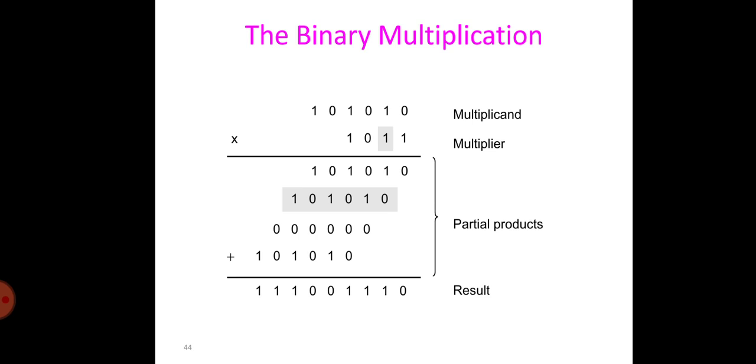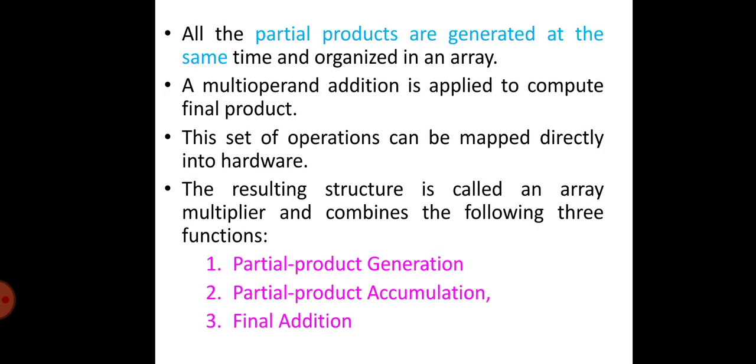A faster way to implement multiplication is to resort to an approach similar to manually computing a multiplication. All the partial products are generated at the same time and organized in an array. A multi-operand addition is applied to compute the final product. This set of operations can be mapped directly into hardware, and the resulting structure is called an array multiplier and combines the three functions called partial product generation, partial product accumulation, and final addition. So these are the three important functions that have to be carried out while doing multiplication.